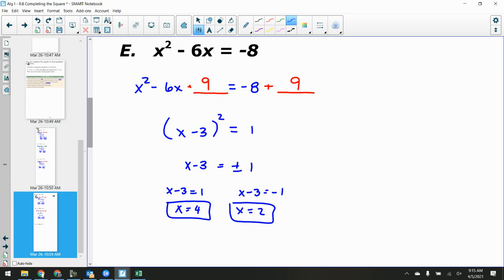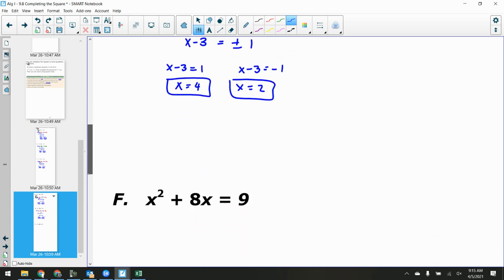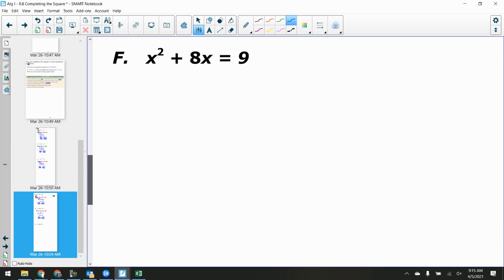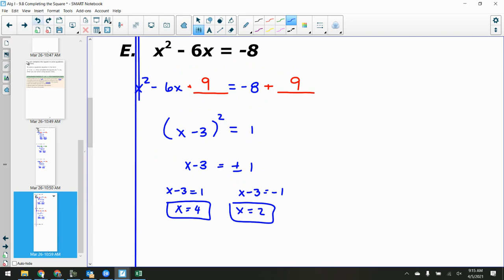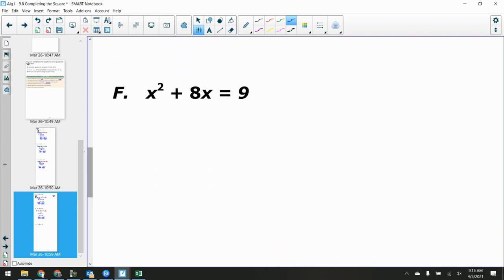Questions about that? Let's do one more. Step 1, check. Step 2, check. Okay, let's find the magic number. X squared plus 8x. Leave room. What's my magic number? 16. 8 divided by 2, 4 squared, 16.